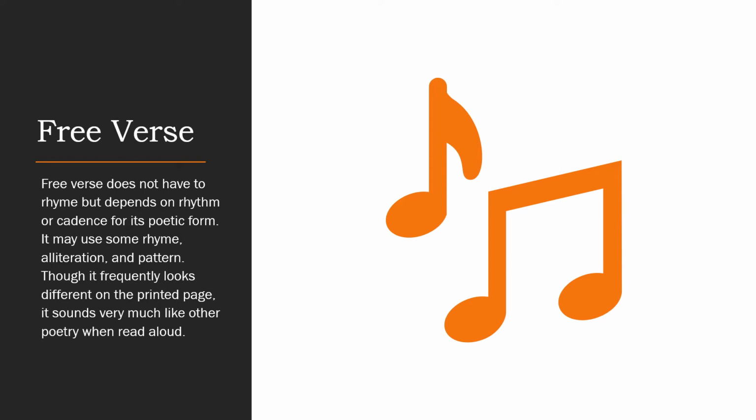Free verse is the type of poetry that tends not to rhyme, but it still has rhythm and cadence to it. It depends a lot on things like alliteration, which is when the beginning sounds of words are the same, like in a tongue twister, or repetition and pattern, that kind of thing. So it very much sounds like poetry, but it isn't generally rhyming.